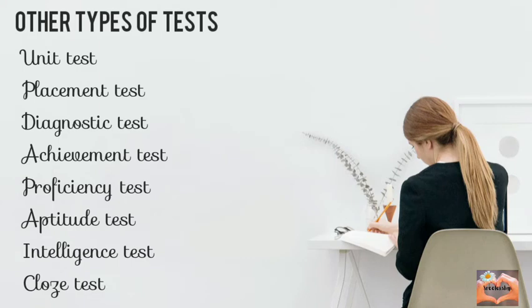Then proficiency test, it tests the pupil's ability and knowledge. Then aptitude test, it deals with the cognitive abilities of a particular area. It tests the specialized abilities of the students. Then intelligence test, it measures the general ability of an individual, which makes him perform well in all his activities. Then cloze test.